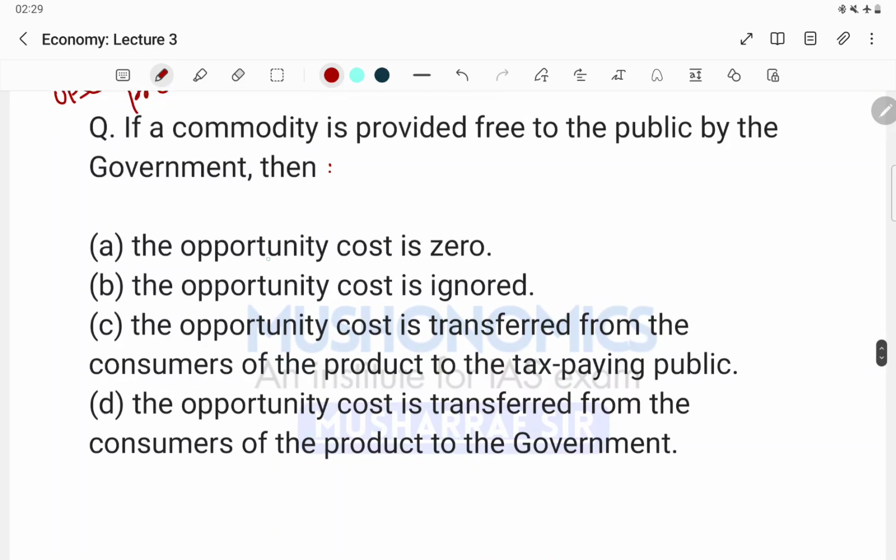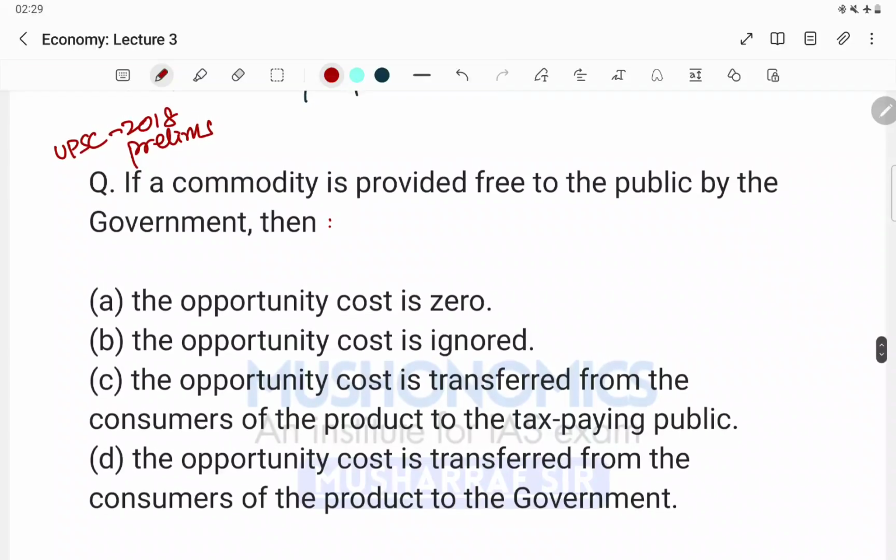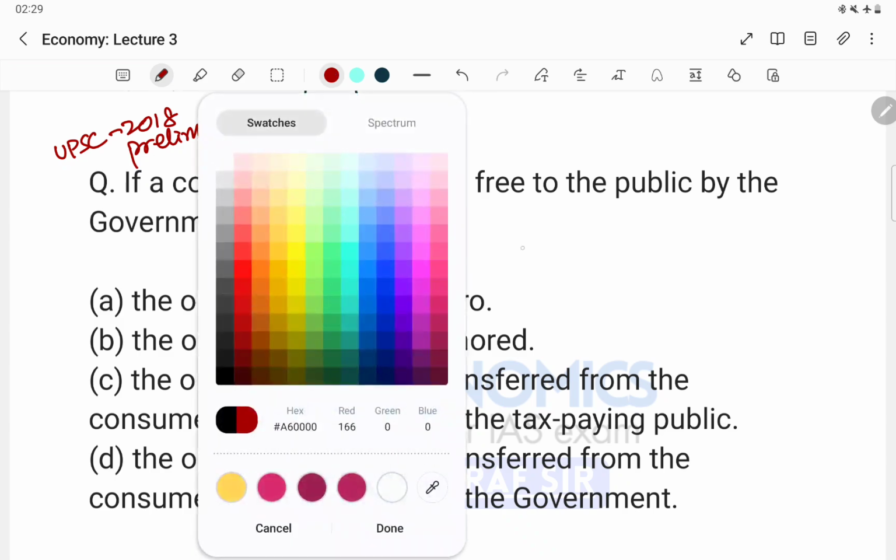These are your options. The opportunity cost is 0. The opportunity cost is ignored. The opportunity cost is transferred from the consumer of the product to the tax paying public. The opportunity cost is transferred from the consumer of the product to the government. Now see, a commodity provided free to the public means what? There is a cost of it, but the cost is borne by the government right now. Now see the options that are present.